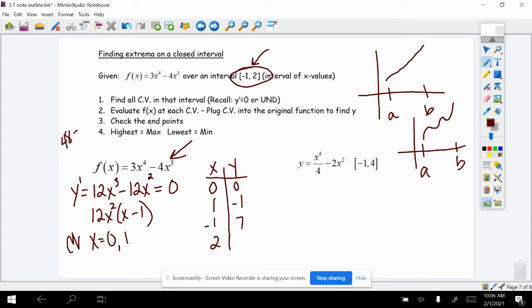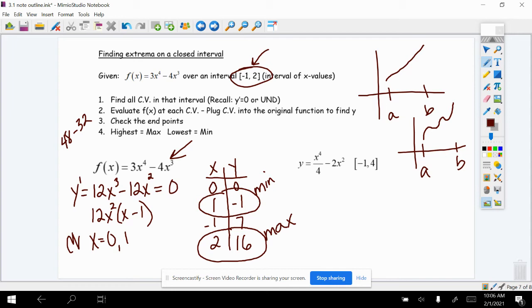Minus, when I put 2 into the second one, I get 4 times 8 minus 32. Sometimes the arithmetic is harder than the calculus. I get 16. My last step really isn't much work. My last step is to actually just list what is the highest value, what is the lowest value. So right here, my highest y value is 16, so that is my maximum. My lowest y value is -1, so that is my minimum.